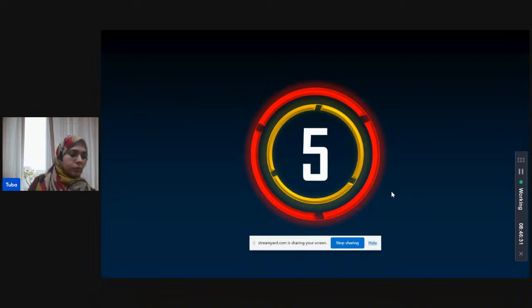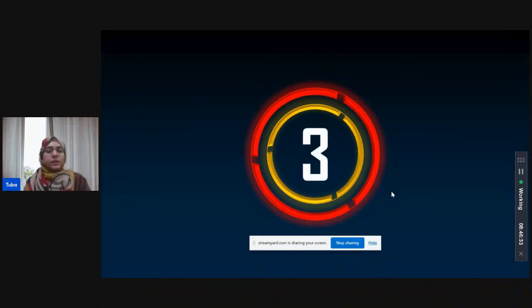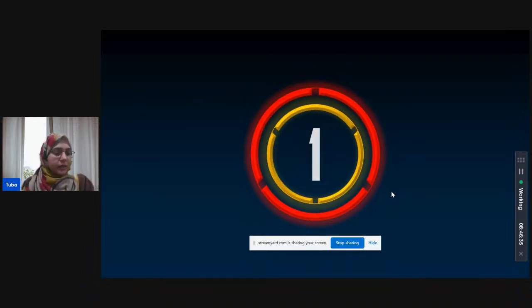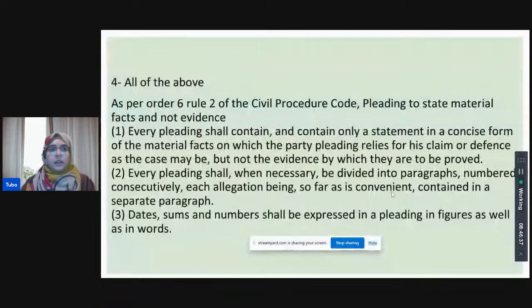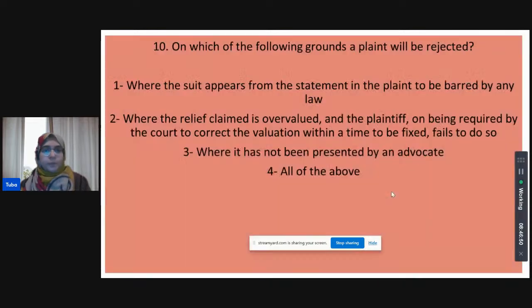All right, most of us think it's all of the above. I've started the timer. Let's see what the correct answer is. And it is all of the above. We go to Order 6, Rule 2, and it tells us how pleading should look, what it should contain, and all of the above, as we saw, are contained in Order 6, Rule 2.